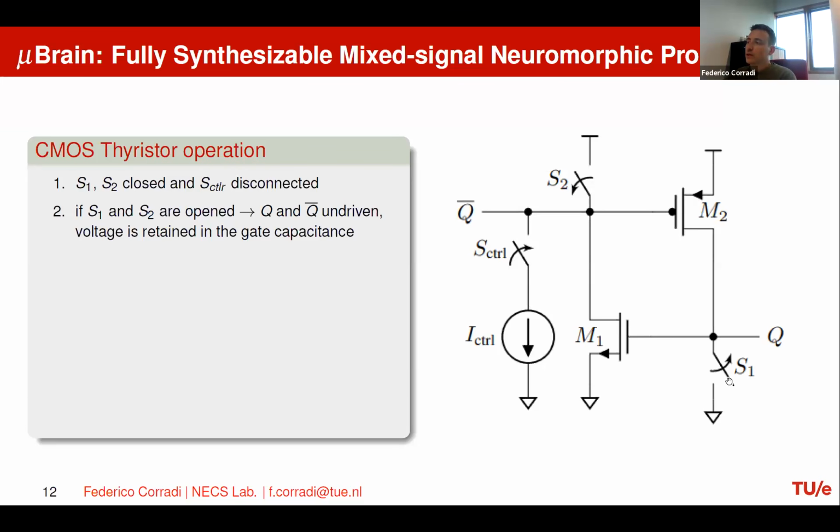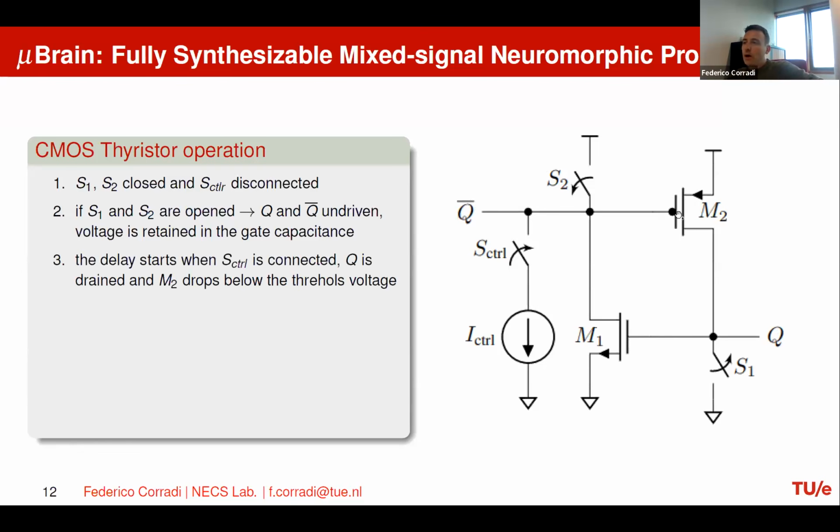When S1 and S2 are opened, the node not Q and the node Q stay where they are because they are undriven, and the voltage is retained through the gate capacitance. When you want to generate a delay, you send a signal to the control switch, and when this is connected, it drains the voltage at the gate of the PFET.